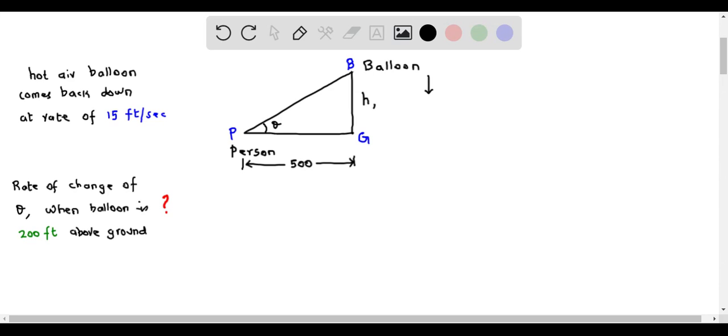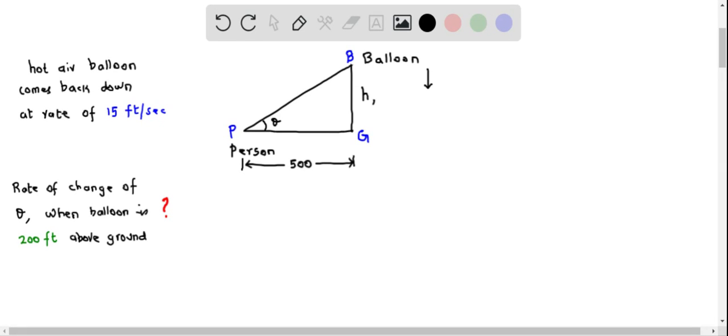We will now determine the rate of change of theta when the balloon is 200 feet above the ground. We are given the information that the hot air balloon comes back down at a rate of 15 feet per second. First, I'm going to convert this information into mathematical symbols.